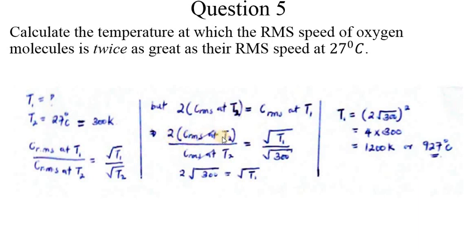So when you write 2 CRMS T2 over CRMS at T2, this and this cancel, and you end up with 2, which is equal to the root of T1 over the root of 300. That simply means if you cross multiply, you have 2 root 300 is equal to root T1. For you to get T1, you square everything, so that will be 4 times 300, which is 1200 Kelvin, or just 927 degrees Celsius, by subtracting 273 from there. Simple things, but very important.